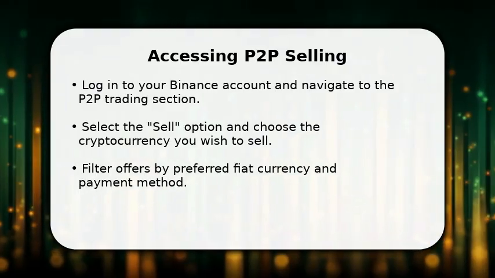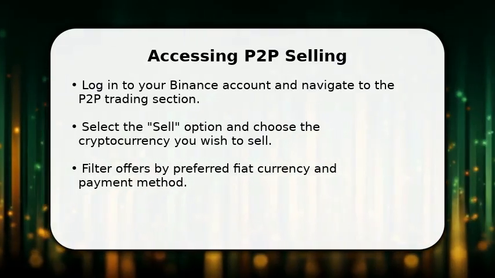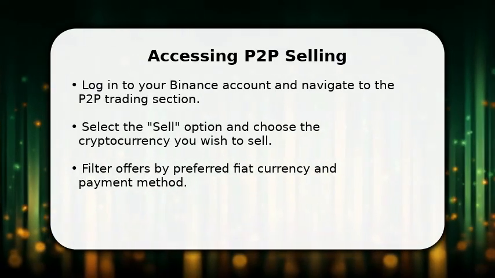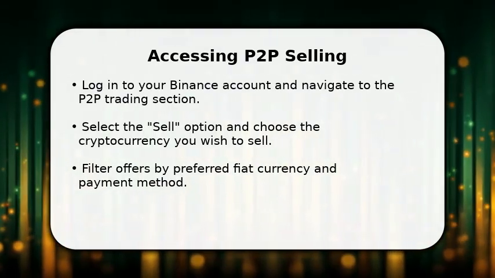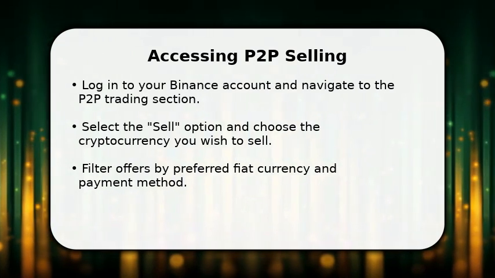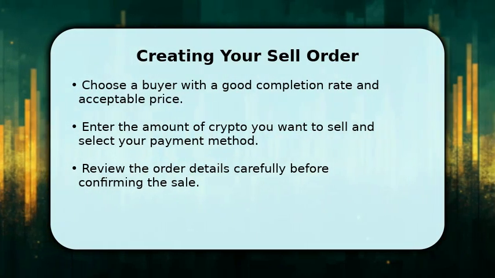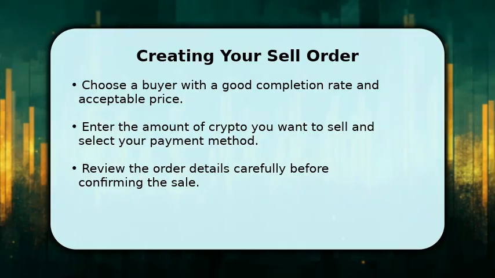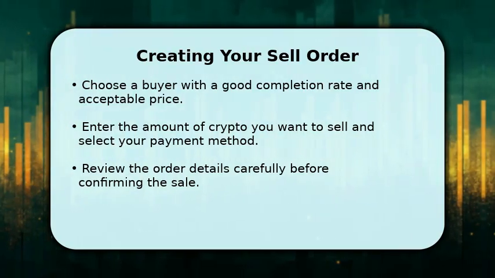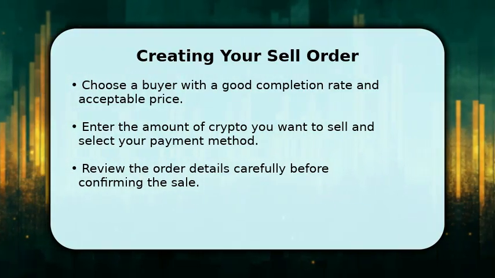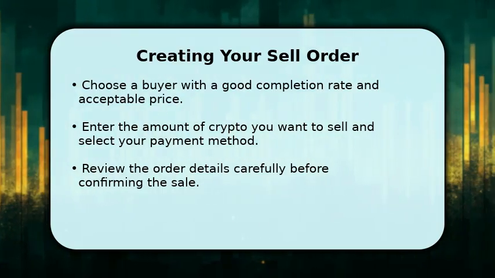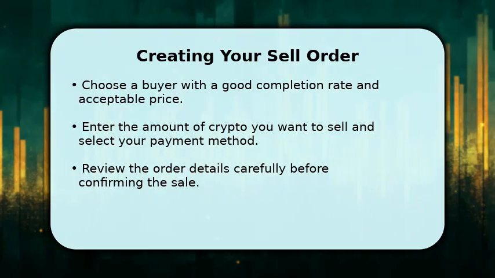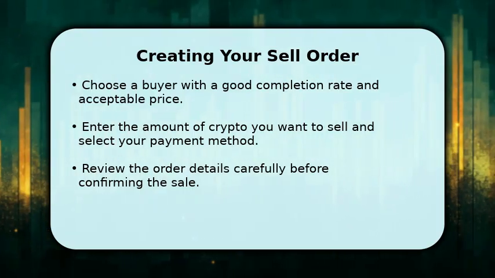Next, filter the available buyer offers by your desired fiat currency and the payment method you prefer to receive funds. This ensures you find suitable buyers quickly and efficiently. After filtering, select a buyer who has a high completion rate and offers a competitive price. Enter the exact amount of cryptocurrency you wish to sell, for example, 100 USD. Then, choose your preferred payment method from the options you've already set up.